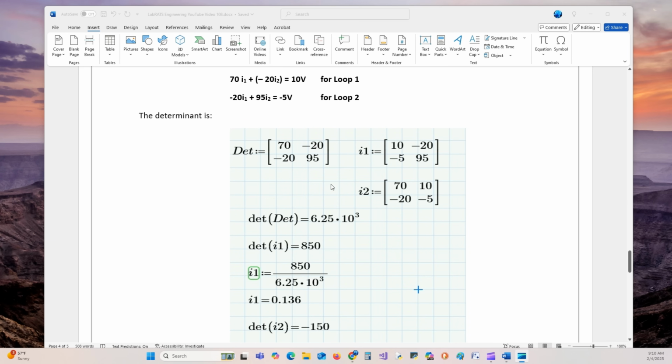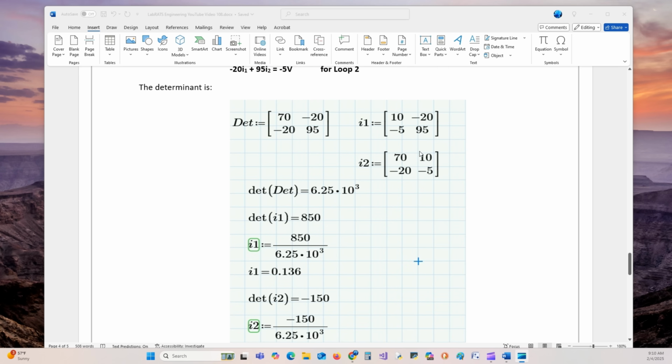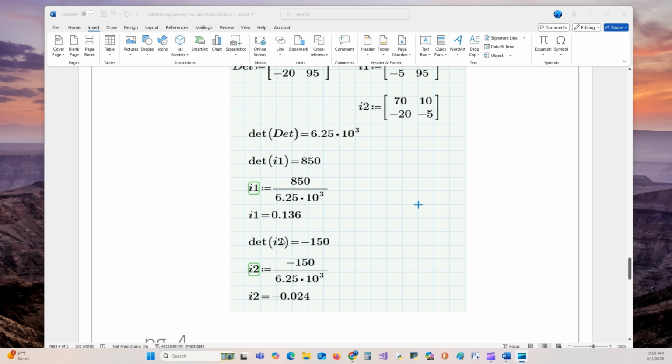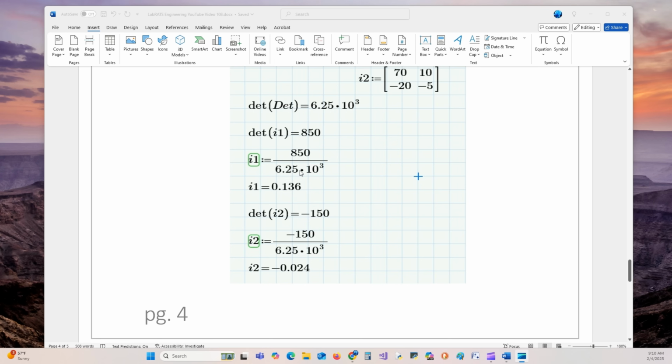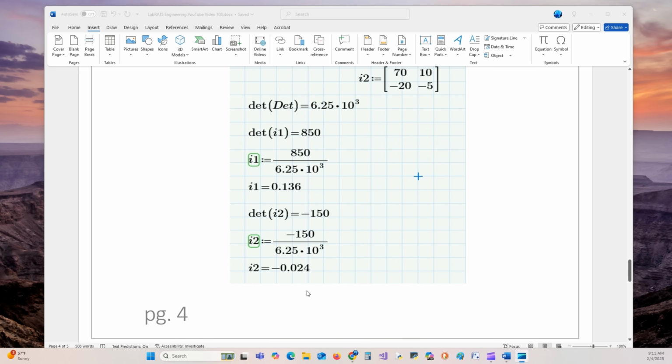We do the same thing for I2. So we're going to solve for I2. So we're going to take these two values, plug those into here for I2, which will create this determinant. 70, negative 20, 10, minus 5. Solving that, it comes up with, we divide this is 150, negative 150, determinant I2. Divide it by the determinant of the basic matrix, and that becomes a negative 0.024.